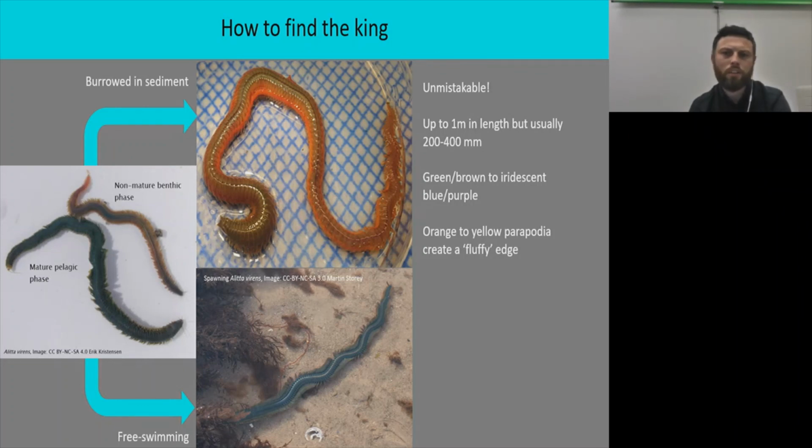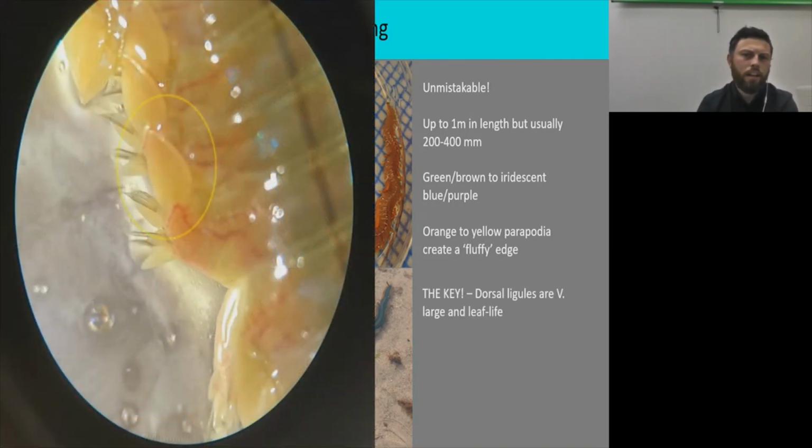As adults, they're quite large, and their orange parapodia give the animal a wavy appearance, or fluffy appearance, but not cute fluffy though, far from it. The most obvious species identifier of a king ragworm is the shape of its parapodia, which separates it from all other ragworm. The dorsal or top surface of its feet, known as a ligule, are large and leaf-like. The image on the left is parapodia under a microscope.